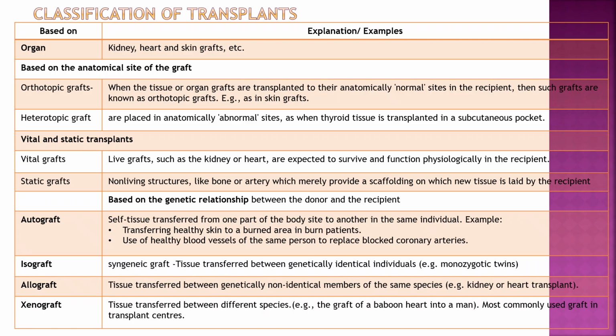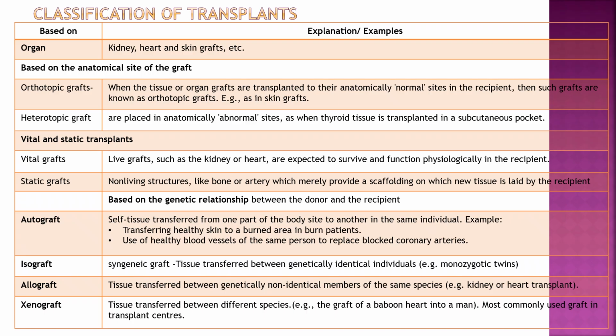Based on genetic relationship between donor and recipient, the types are: autograft, self-tissue transferred from one part of the body to another site in the same individual, such as transferring healthy skin to a burnt area in a burn patient, or use of a healthy blood vessel of the same person to replace a blocked coronary artery. Isograft, or syngeneic graft, is tissue transferred between genetically identical individuals, monozygotic twins. The third is the allograft, tissue transferred between genetically non-identical members of the same species, such as kidney or heart transplant.